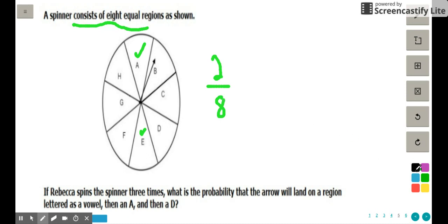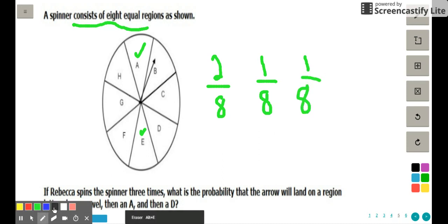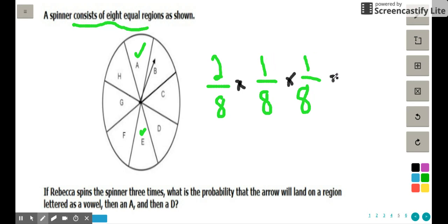And then we want her to land on an A. Well, there's 1 A and 8 sections. And then we want her to land on a D. There's 1 D out of 8 sections. Okay, so you're multiplying these 3 together. 2 times 1 times 1 is 2. 8 times 8 times 8 is 512.